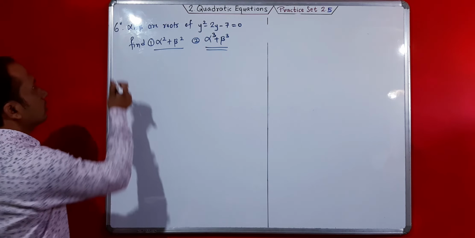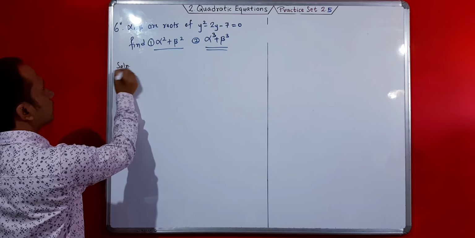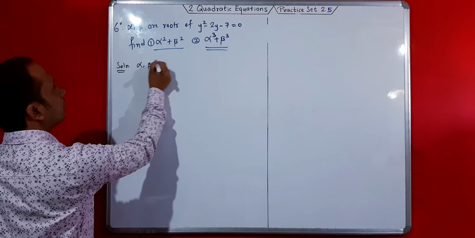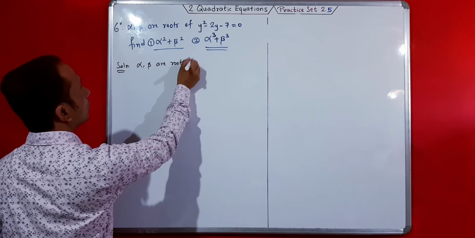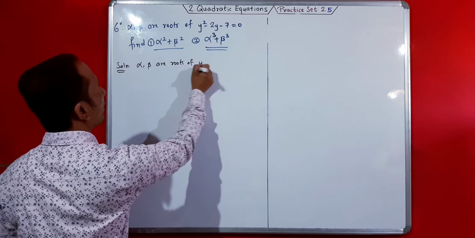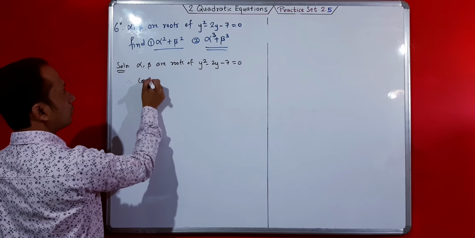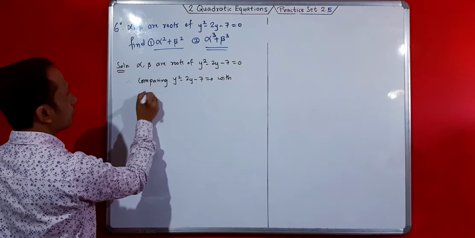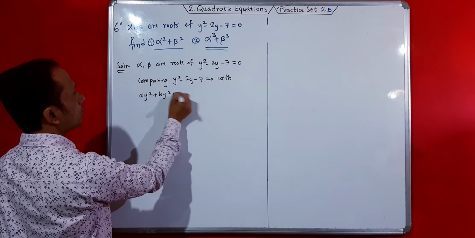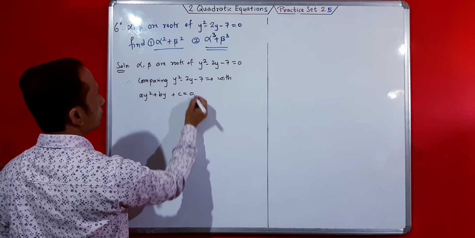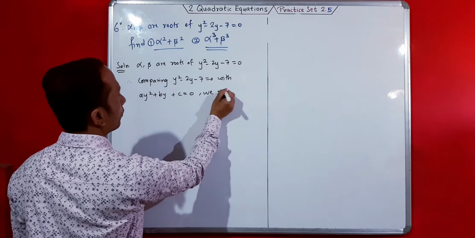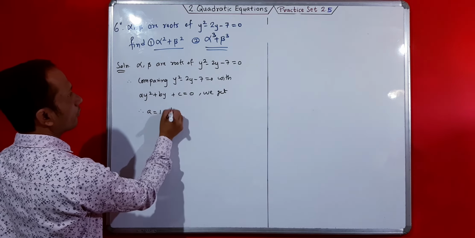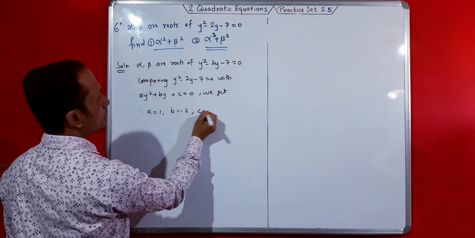Let's start. So what is given? Solution: we'll write that. Alpha and beta are roots of y square minus 2y minus 7 is equal to 0. Therefore, by comparing y square minus 2y minus 7 is equal to 0 with ay square plus by plus c is equal to 0, we get a is equal to 1, b is equal to minus 2, and c is equal to minus 7.